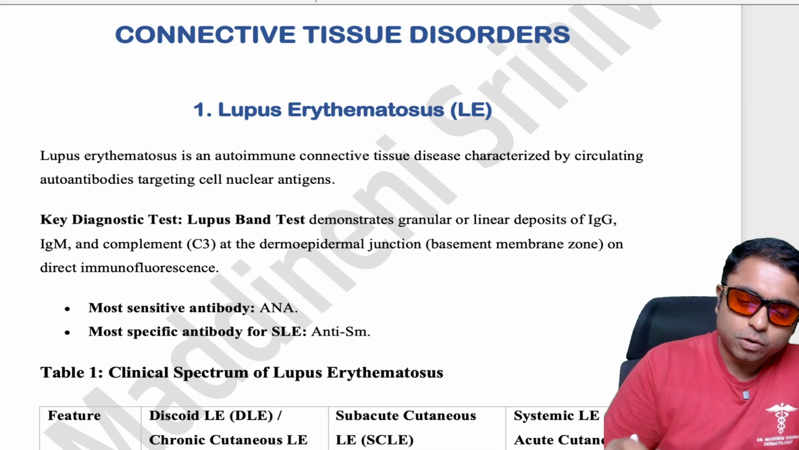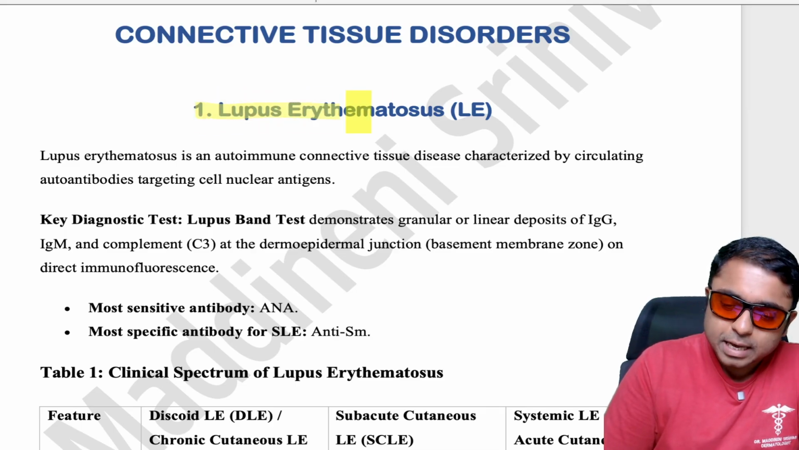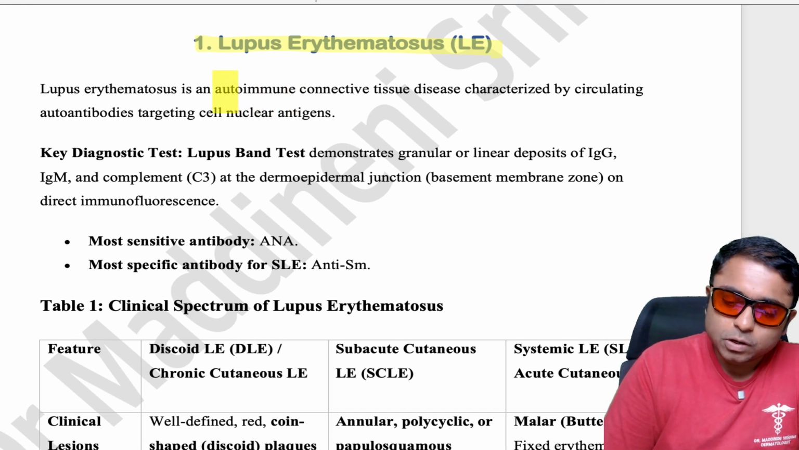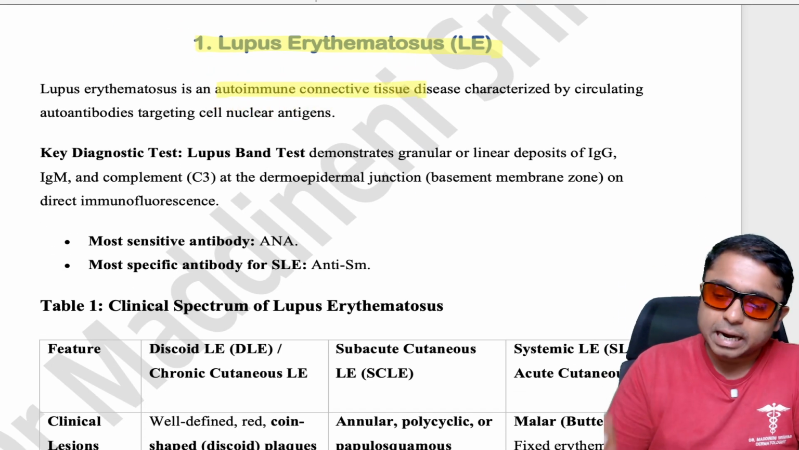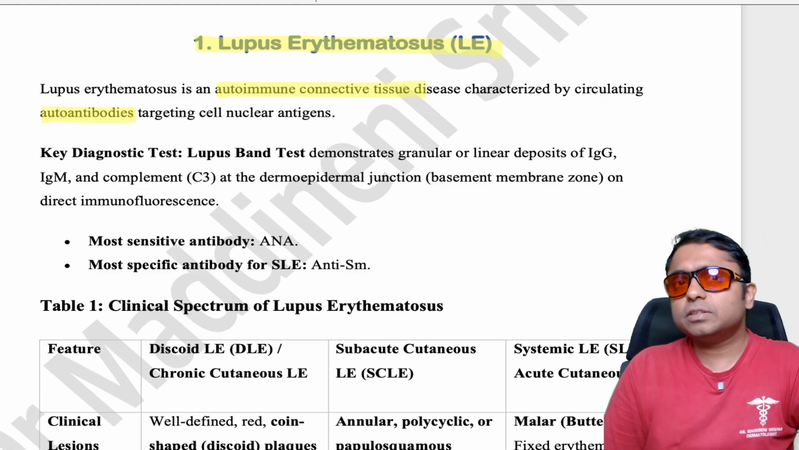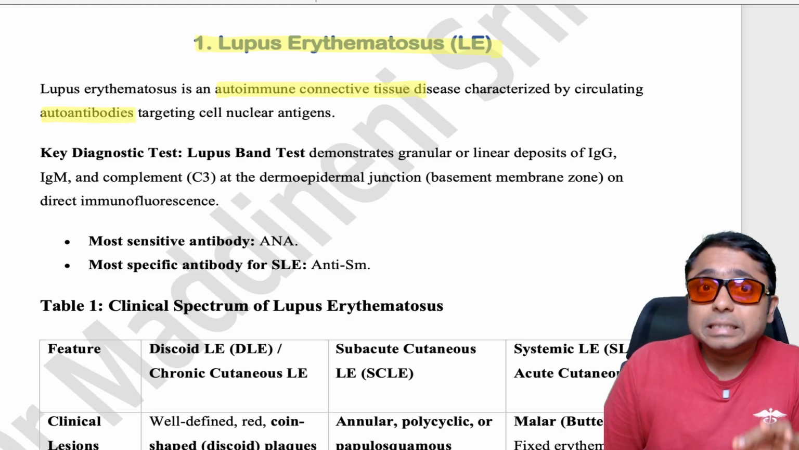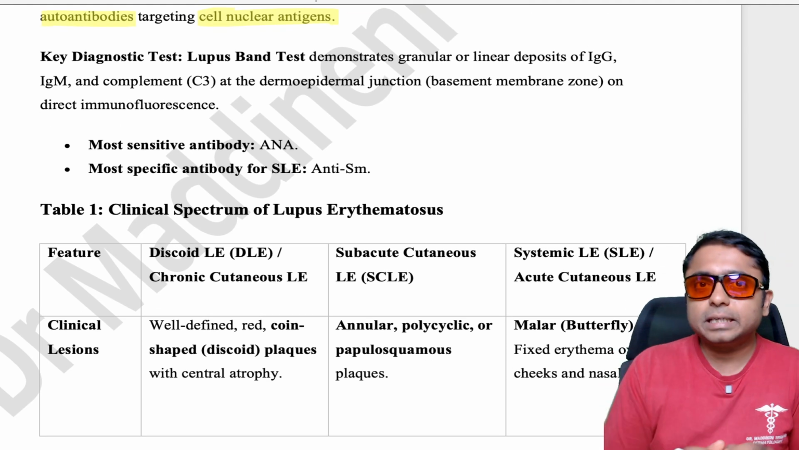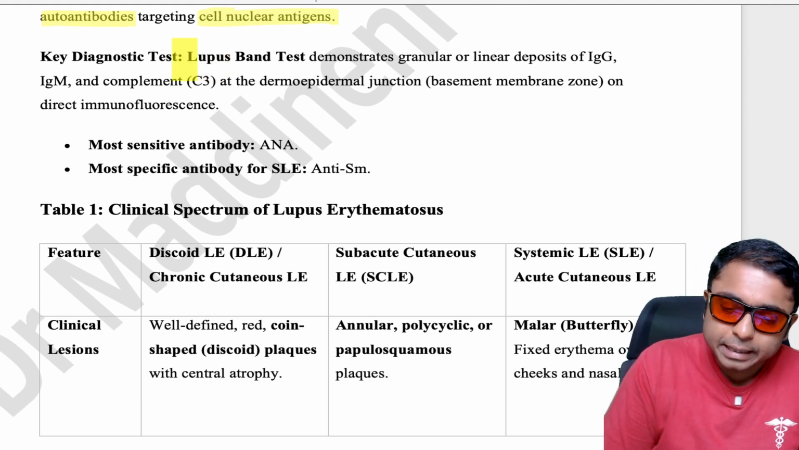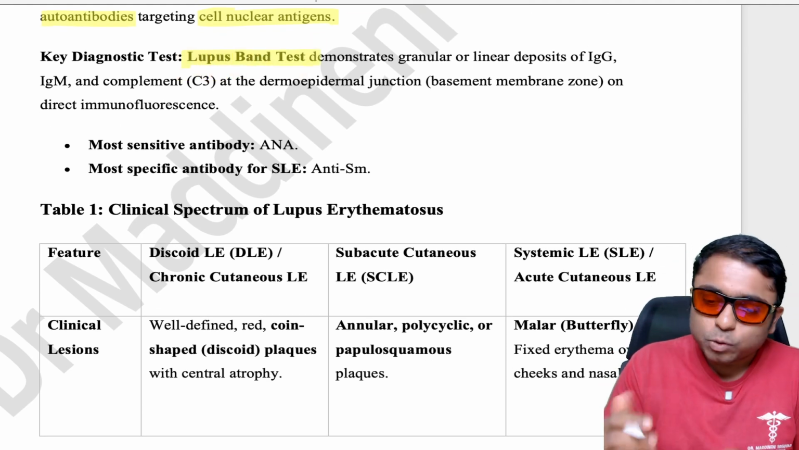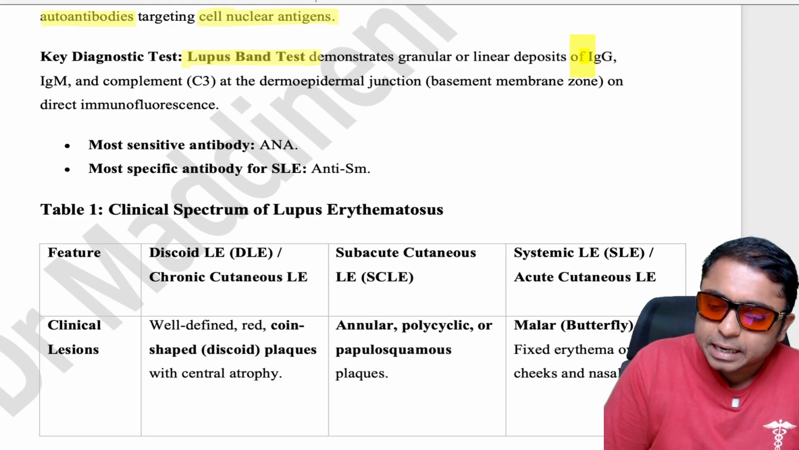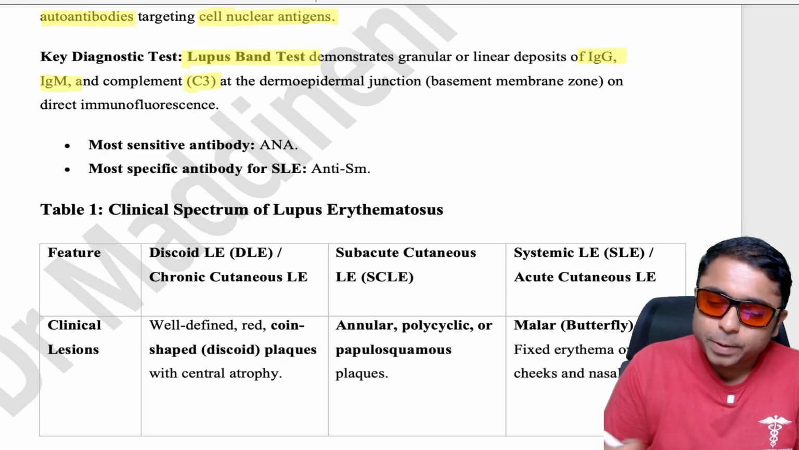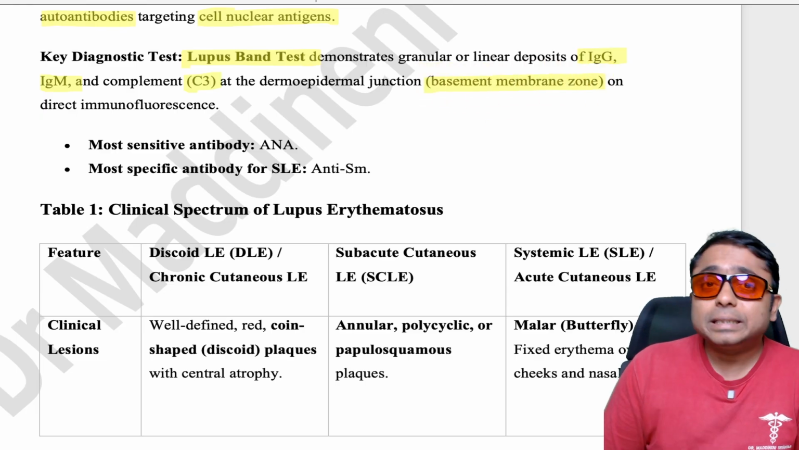So the first topic which we are going to cover is lupus erythematosus. All these conditions are autoimmune conditions, in which lupus erythematosus is an autoimmune connective tissue disease characterized by circulating autoantibodies which mainly target cell nuclear antigens. The key diagnostic test which you can remember is the Lupus Band Test. What is it? It is demonstration of granular or linear deposits of IgG, IgM and complement C3 at the dermoepidermal junction basement zone on the DIF.